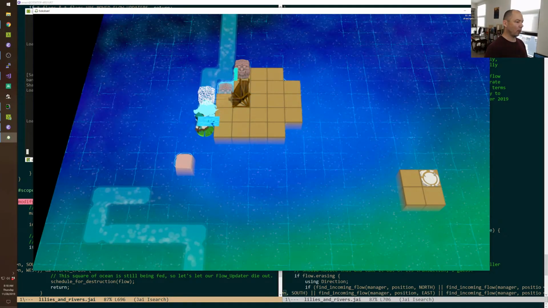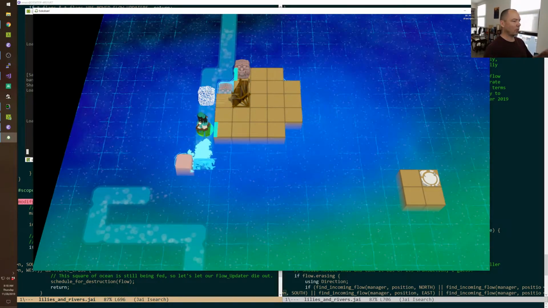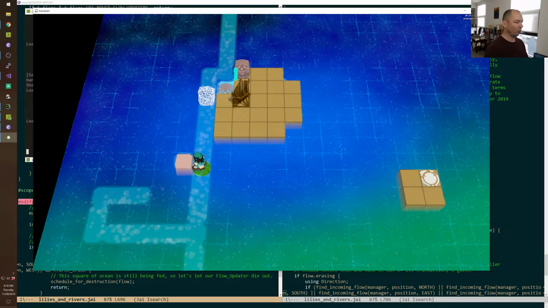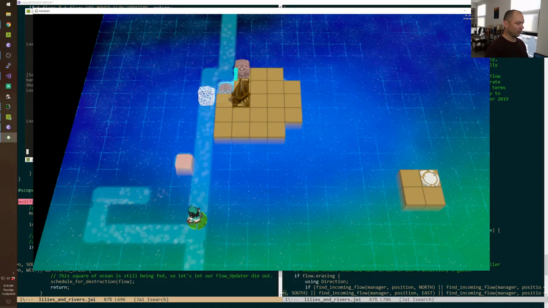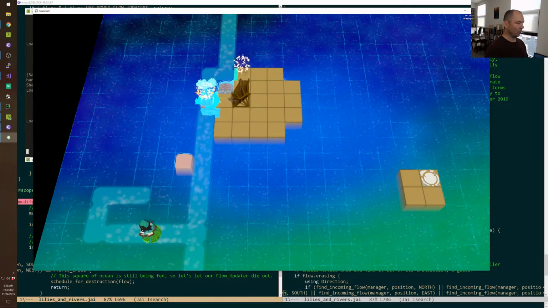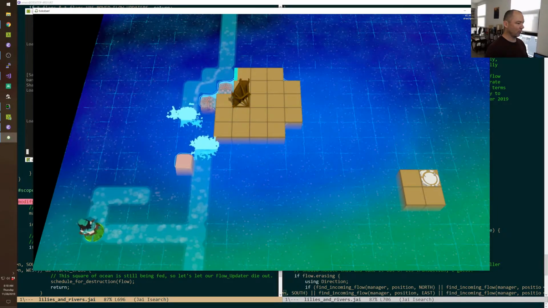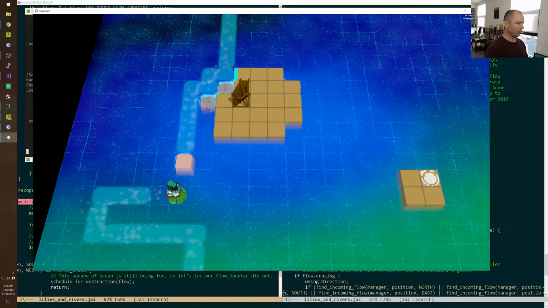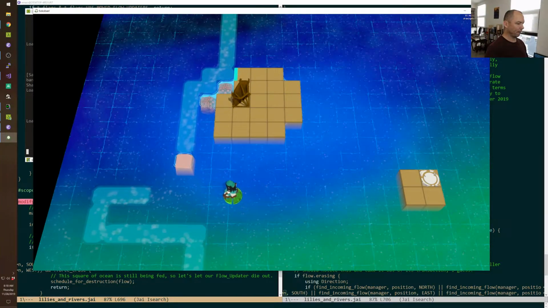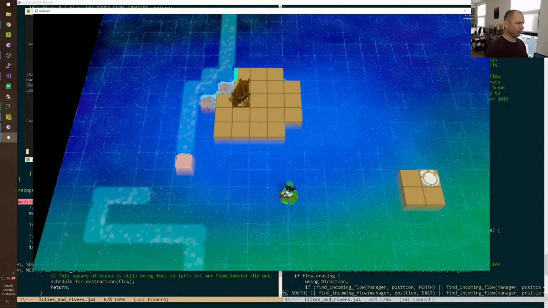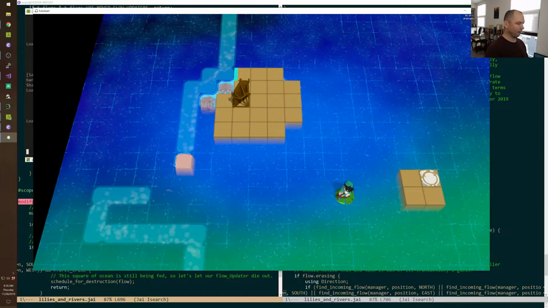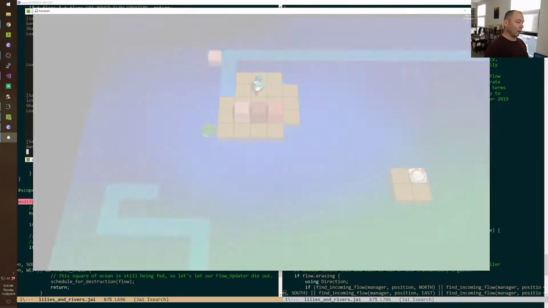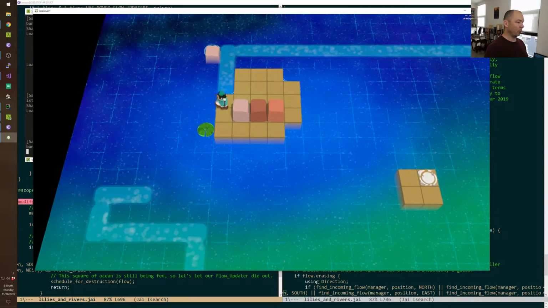So right now we're giving you time to get on the lily pad, but I want to do a thing where it bobs up and down for a second to show that it's been modified. This new movement system owns, dude.